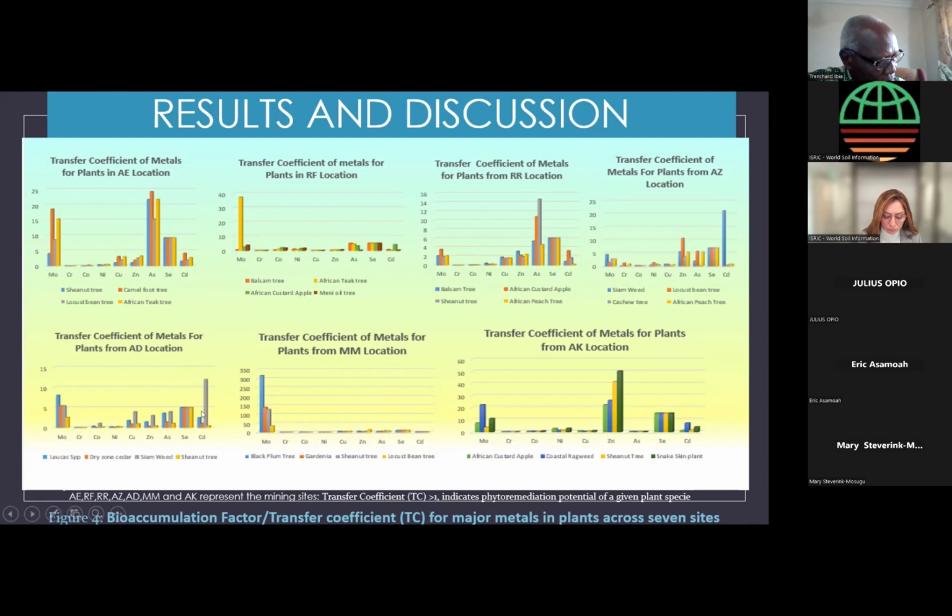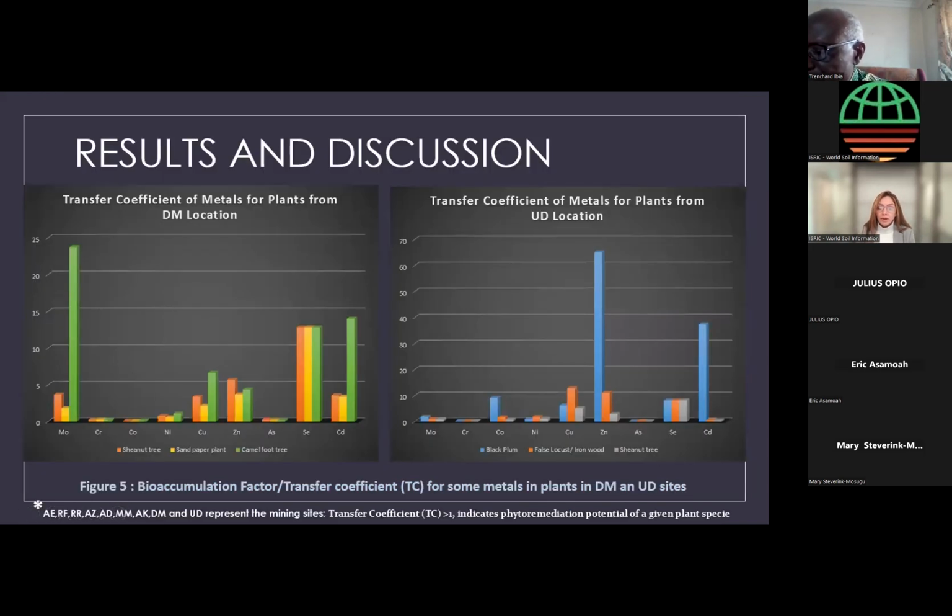This siam weed is a common weed seen around the country, and it's supposed to be an indicator of contamination of certain metals. We also see that the share nut tree here has high values for TC, and this is in a copper mining site as well. So we see that it can accumulate zinc in high quantities. So this is a contribution of the accumulation to give us a picture of what it is.